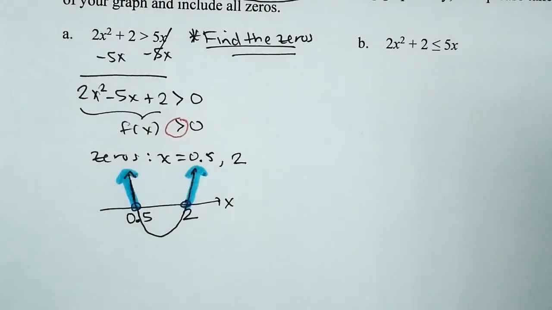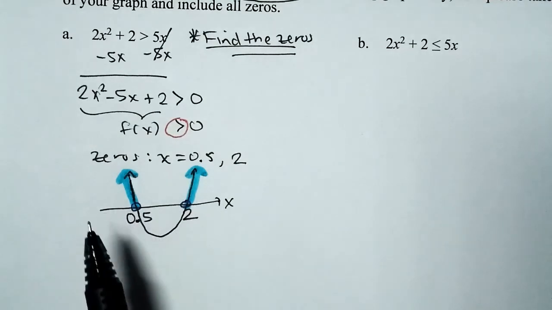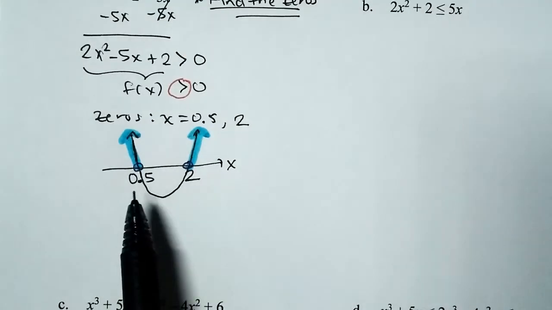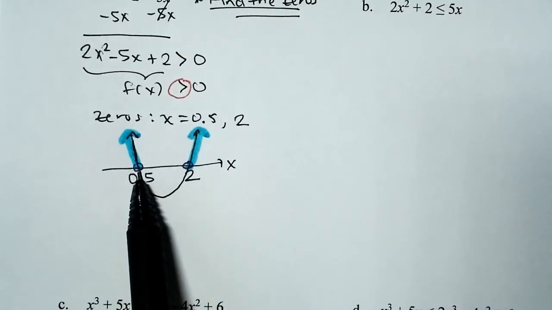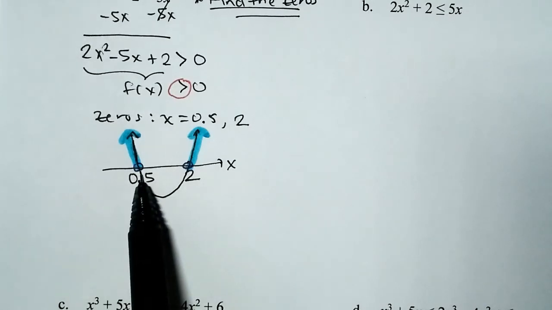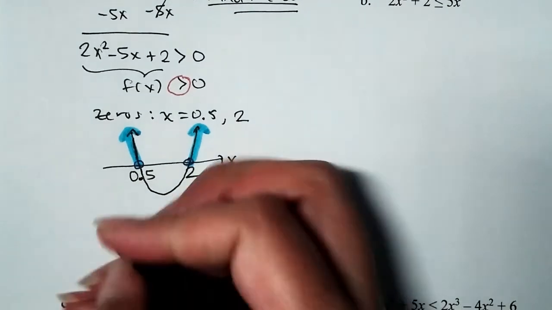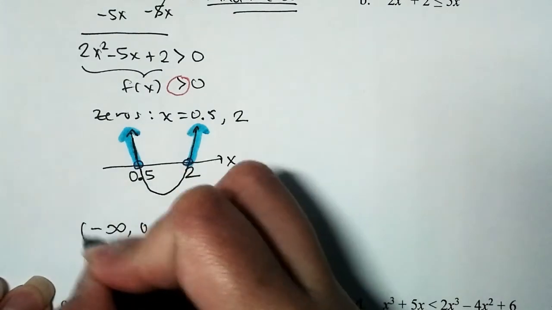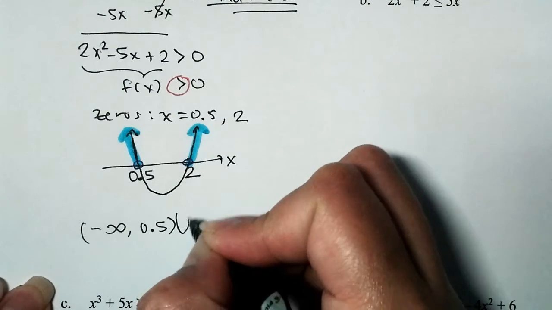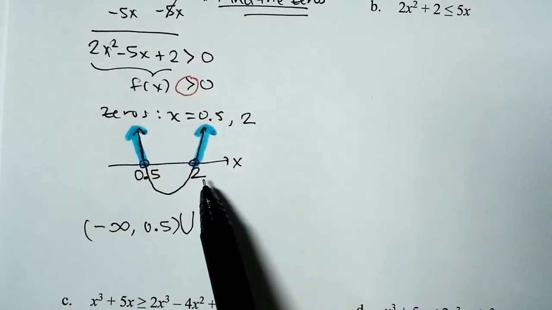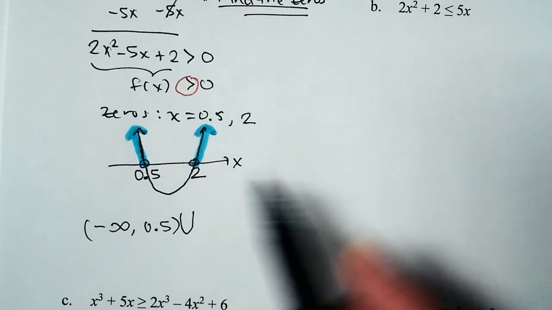So how will we write that in interval notation? Because we have two separate pieces, we're going to have two separate intervals, and we'll connect them with the union symbol. The first interval is all the numbers that are less than 0.5, so it's from negative infinity to 0.5, where 0.5 is excluded. Union, all the numbers that are bigger than 2, so the interval is from 2 to infinity, where 2 is excluded.